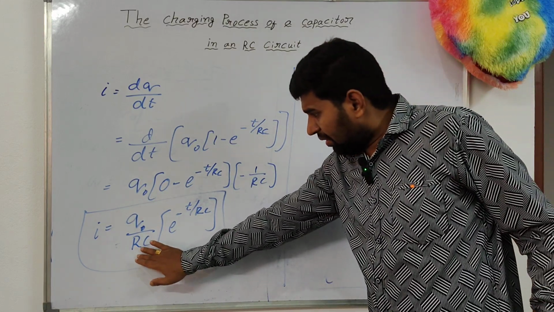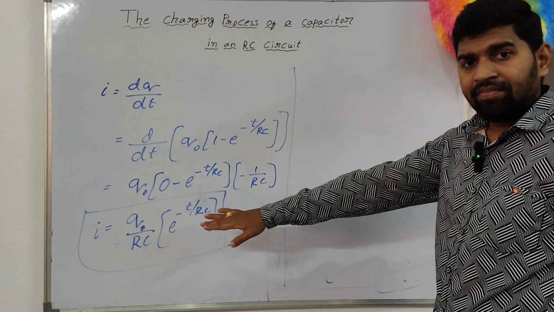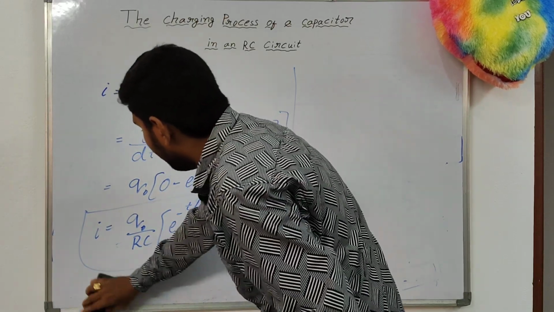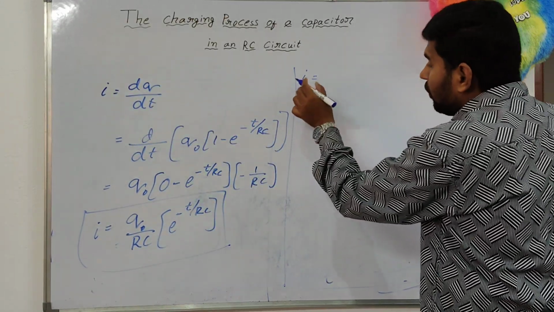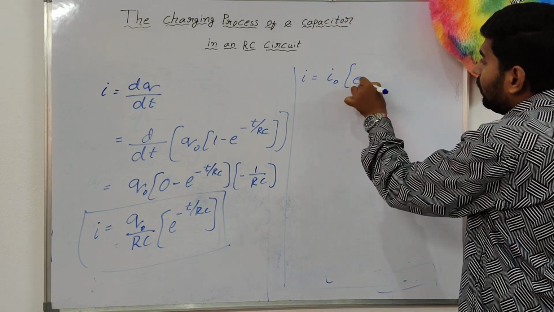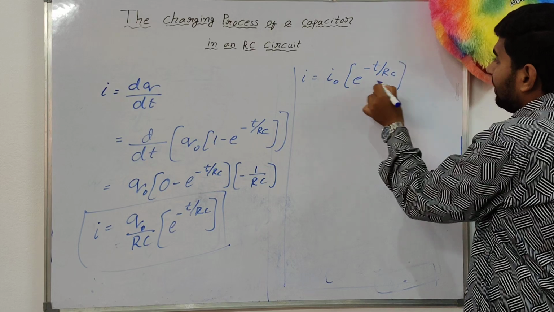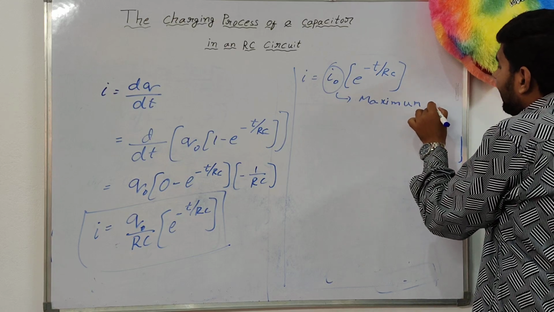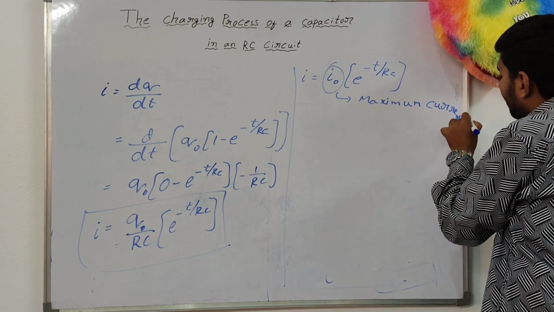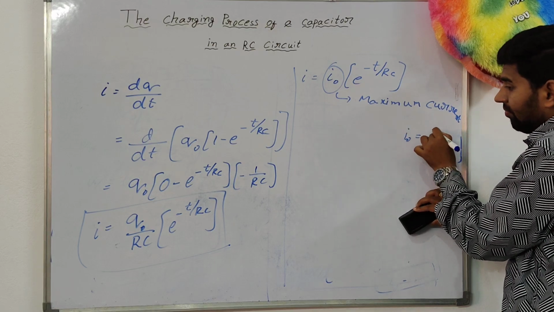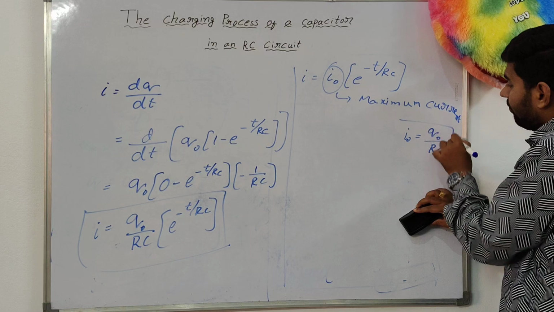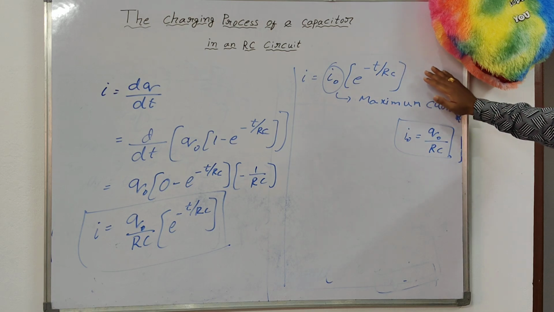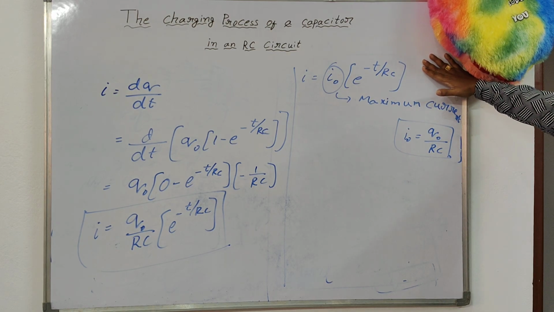Now, what is meant by Q naught by RC? I is equal to Q naught by RC is also written as I naught into e power minus t by RC, where I naught is the maximum current. Here I naught is equal to Q naught by RC. Is that clear? If I naught is the maximum current, by using this current equation, you can find out current at any time interval.